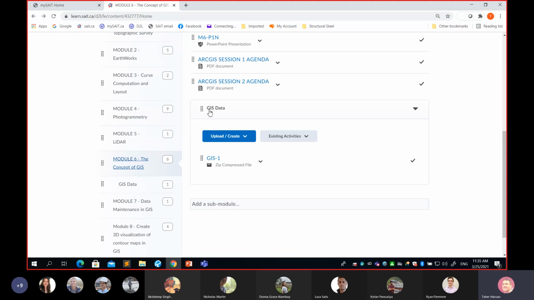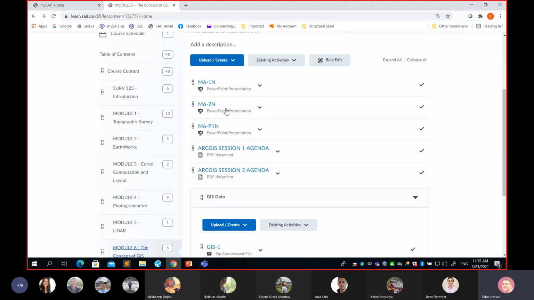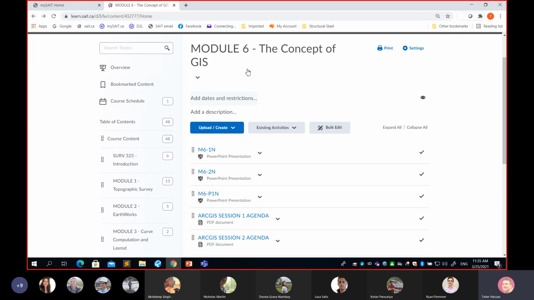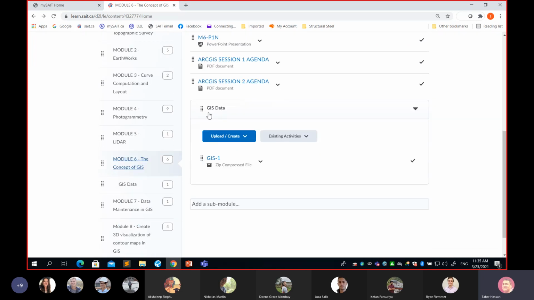So you can see there's a folder called GIS data under module number 6, and there is a zip file here called GIS-1. You go ahead and download, and then once you download, remember it's a zip file. It means it's compressed. Please just unzip it where you like. I recommend you create a folder under surveying for our GIS training. This folder contains the data that we will train you on next class.